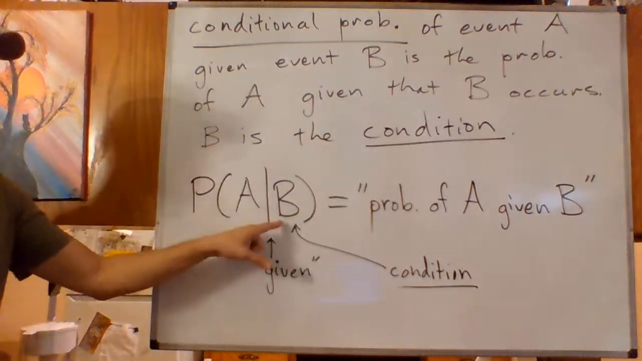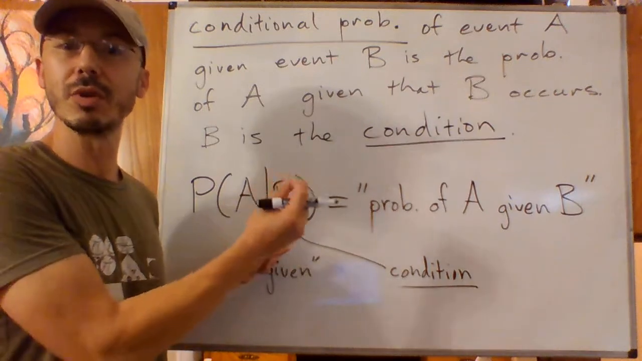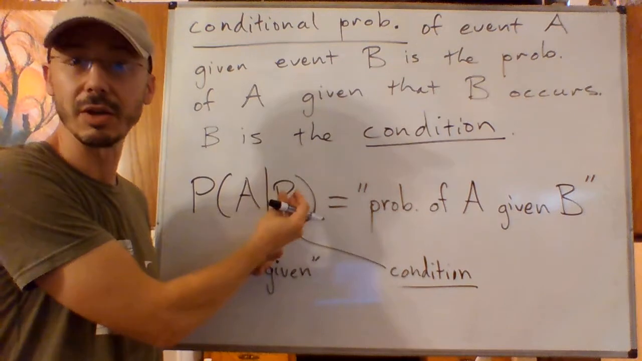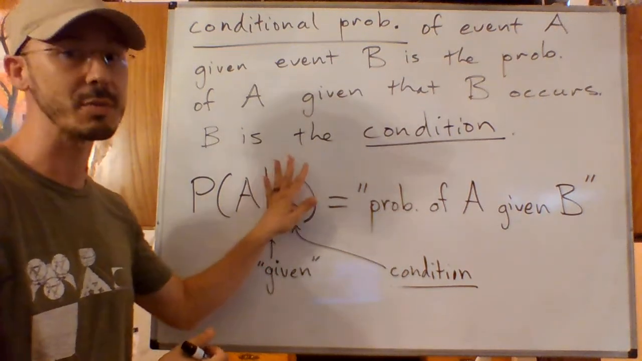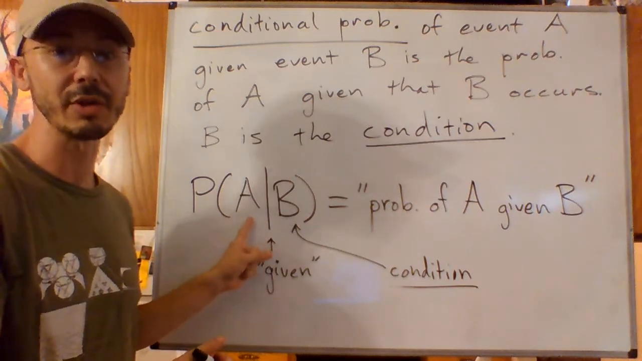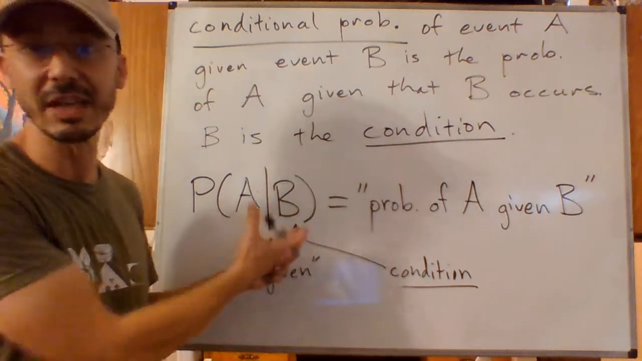again is the event that's given to happen, the known event that did occur or is guaranteed to occur. The event of interest here is the probability of A. Now this is different from just plain old probability of A, but we are discussing the probability of A in this case, in light of the given event B.